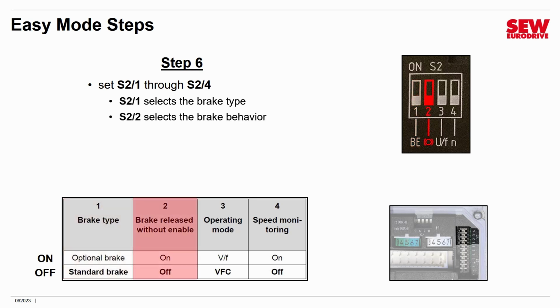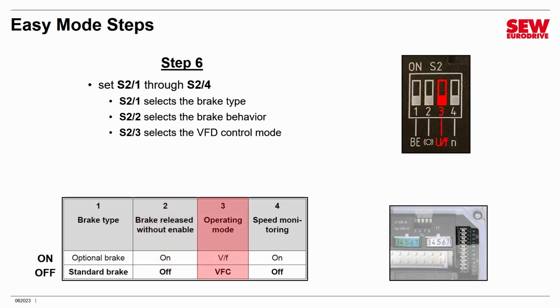Switch 2 controls the brake's behavior if your motor has one. The default behavior is that the brake will not release unless the MOVIMOT is enabling the motor. However, there are situations where you want to be able to release the brake without the motor being enabled, and if you need that feature, you would turn this on by switching the switch on. Normally, however, it's undesirable for the brake to release without enable, so you'd leave this in the off position.